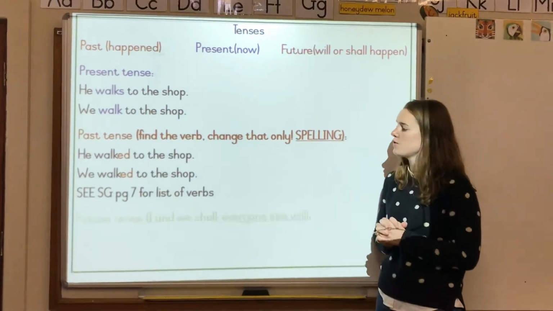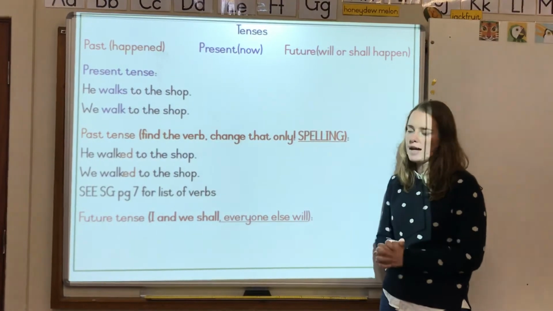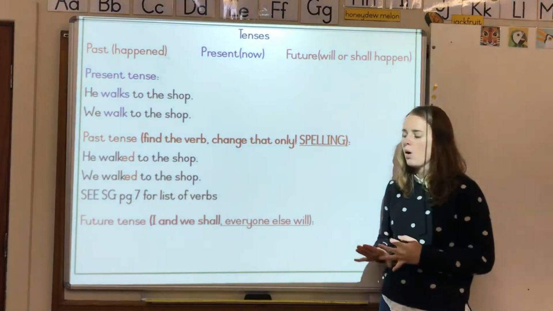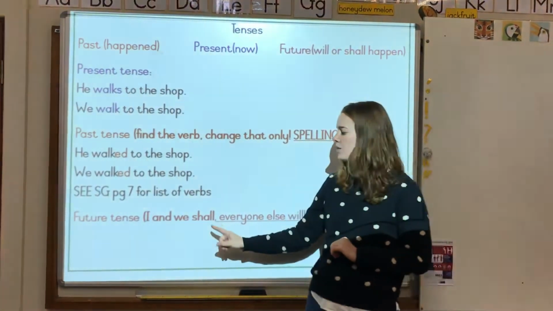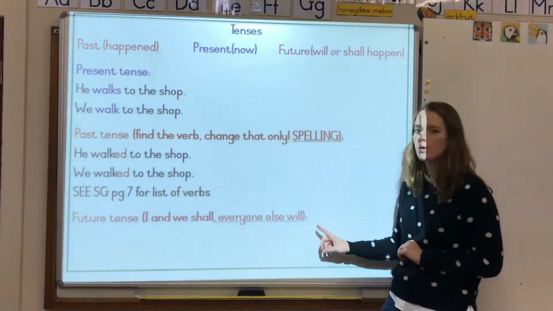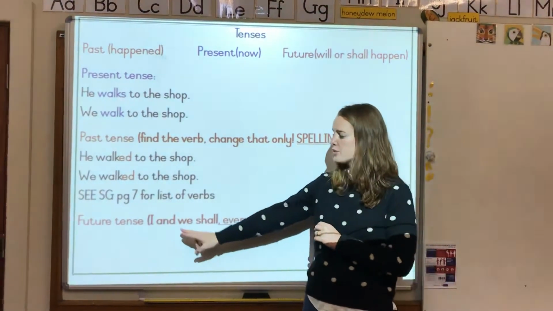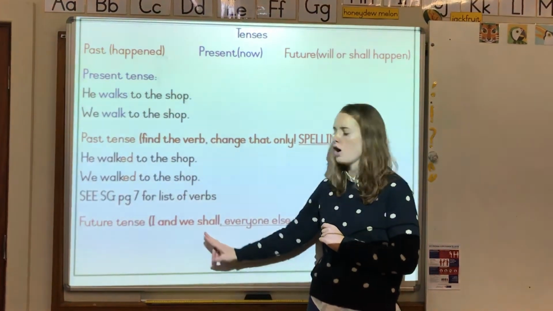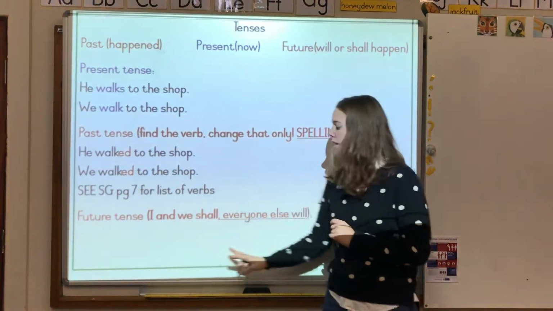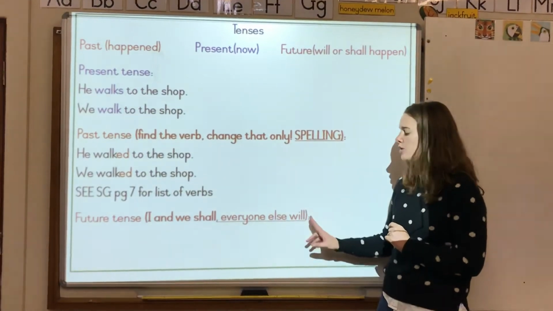The next one is the future tense. This one can be a bit more tricky because now we have to add a word. We add either shall or will, and this is the rhyme that we use to help us. I and we shall, everyone else will. So why do we say that? Because when we see either the word I or we add shall. Only for those two words. If it's anybody else, any other noun, any other pronoun, we use will.